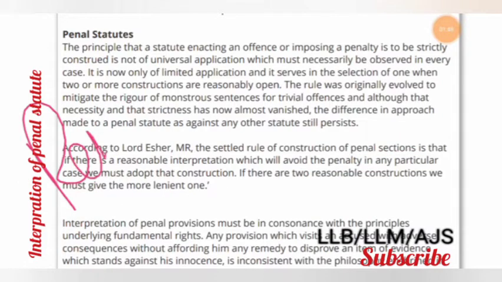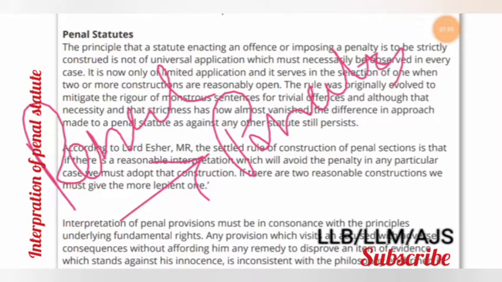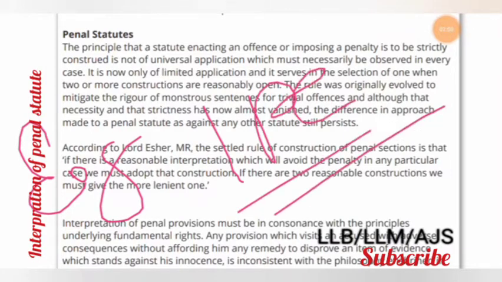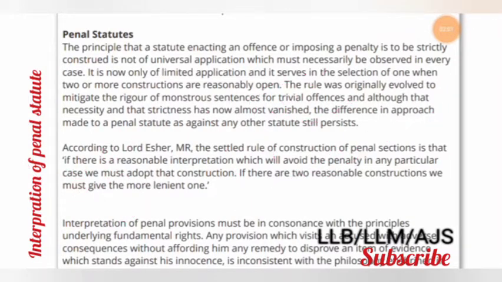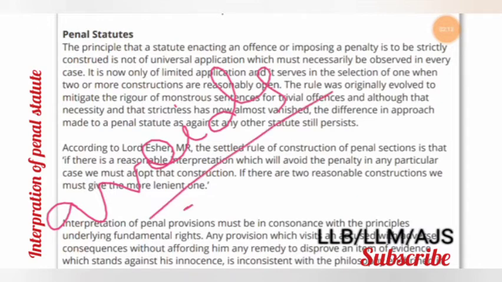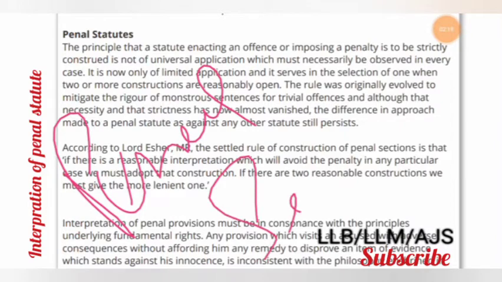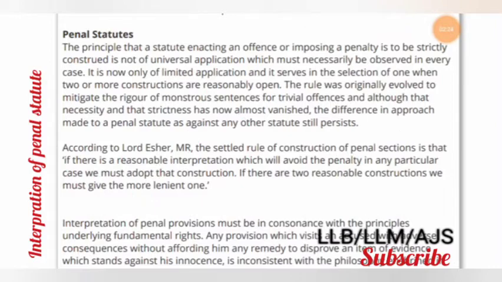So a penal statute means the statute which imposes penalty. That means it provides punishment. For example, the IPC, Indian Penal Code, is an example of a penal statute. Here in this case, Lord Esher said that if there is a reasonable interpretation which avoids the penalty in any particular case, we must adopt the construction which avoids the penalty. Because it is a penal statute, it is a serious kind of statute. That's why it must be construed as such, to avoid the penalties.